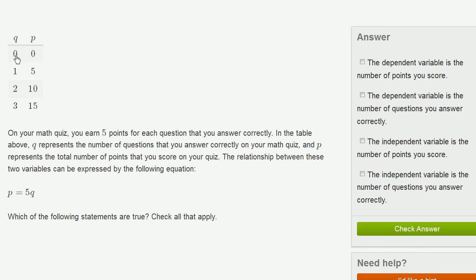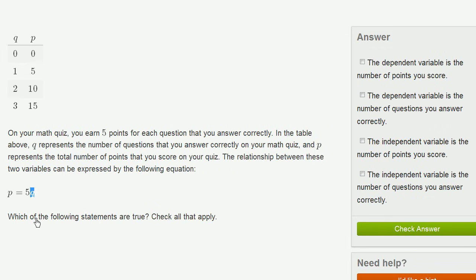If Q is 0, if you got no questions right, you get 0 points. If you got no questions right, well, 5 times 0 is going to be 0. If you get one question right, well, 1 times 5 is 5. You get 5 points per question. 2 questions right? Well, 2 times 5 is 10. 3 times 5 is 15. So this all makes sense.